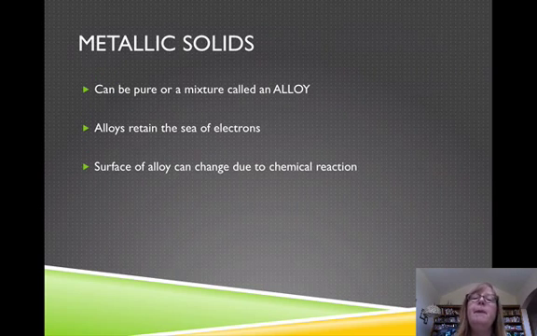All right, well, let's talk about metallic solids. So a metallic solid can be just one pure metal, or it can be a mixture of metals or other things. And when a metal is in a mixture, it's called an alloy. Now, an alloy, even though it is a mixture, is going to retain the sea of electron metallic bonding. And surfaces of alloys can change due to chemical reactions. You can just think of something rusting or reacting with oxygen.